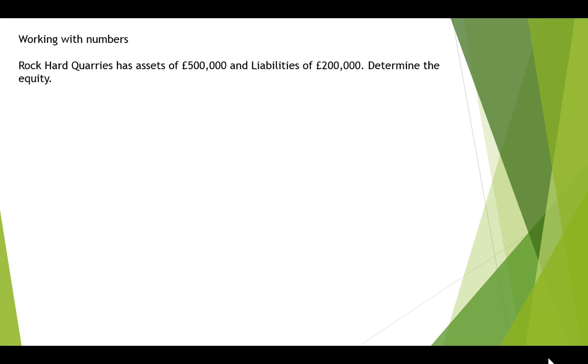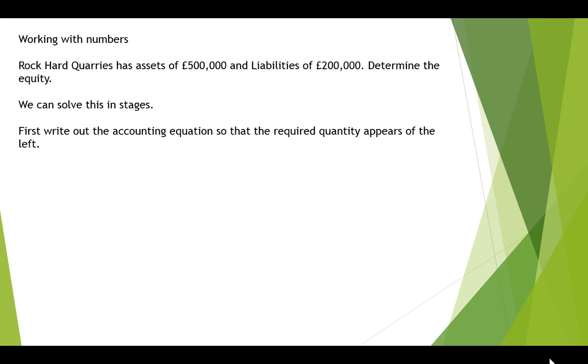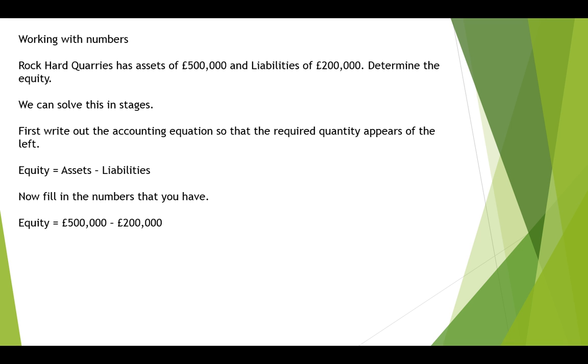So Rockhard Quarries then has assets of 500,000 and liabilities of 200,000, and we have to determine the equity. So we're going to solve this in a number of different stages. The first is that we've got to write out our accounting equation so that the required quantity is going to appear on the left hand side. So the required quantity is, it says, determine the equity. So equity will be equal to the assets less the liabilities.